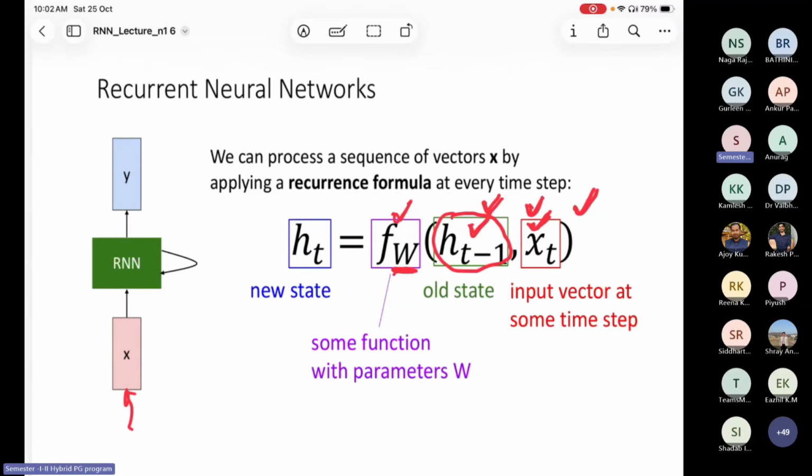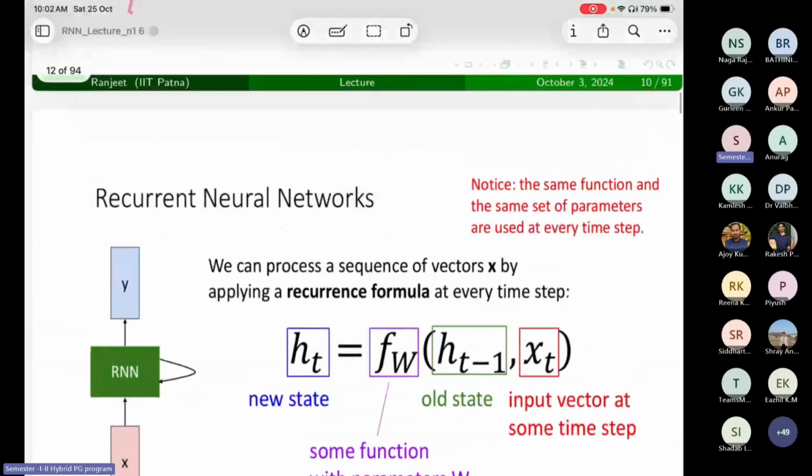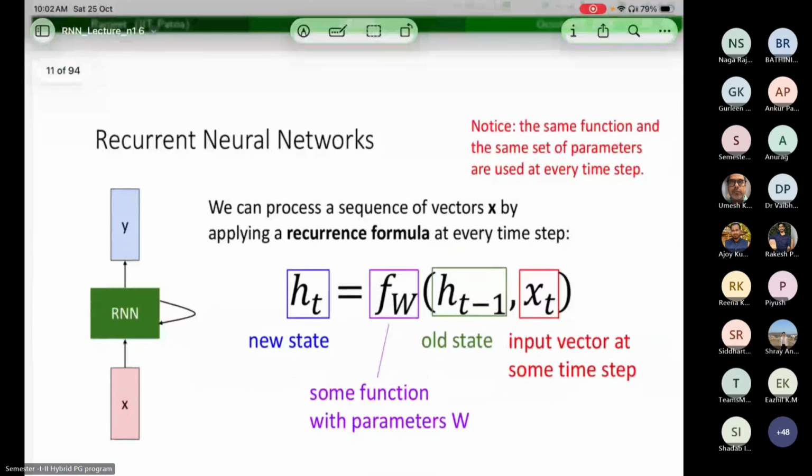So w is the weights. w has all the values that we are going to learn. So we have the weights, we have the function, and that function is parameterized over w, and it is going to apply over these two inputs. It will take these two inputs, do something, and then give you the new state.